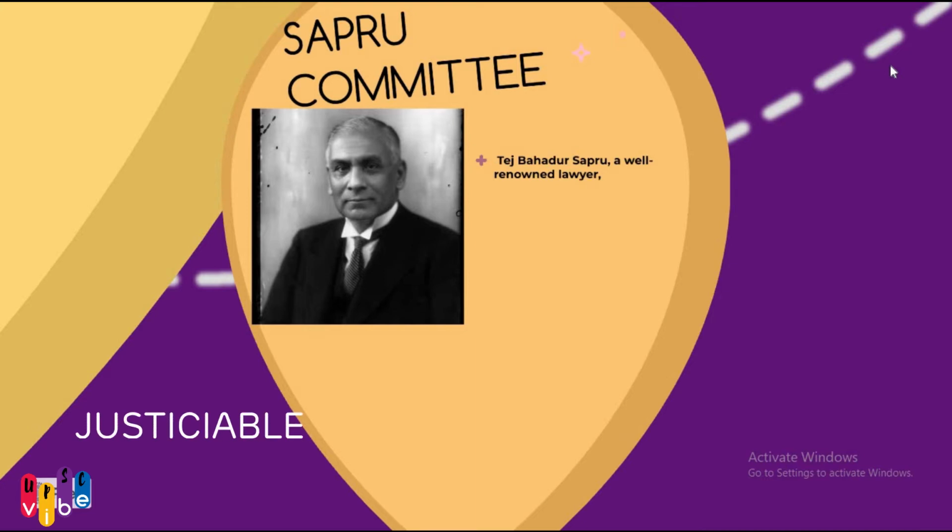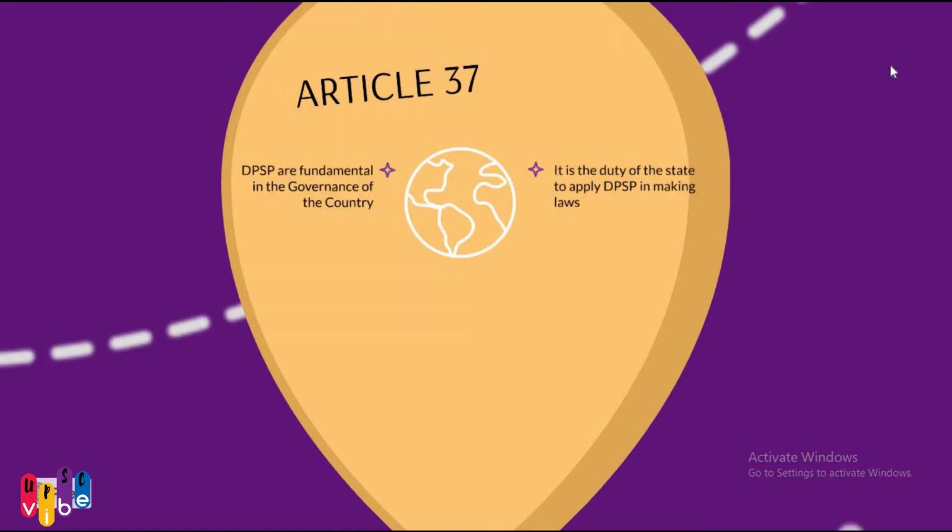One is justiciable and the other is non-justiciable. Justiciable is the justiciable right, and non-justiciable is DPSP. The article which states that the DPSP are non-justiciable is Article 37. Suppose the same question is asked in the prelims, which article states that the DPSP are non-justiciable? You can say Article 37 directly.